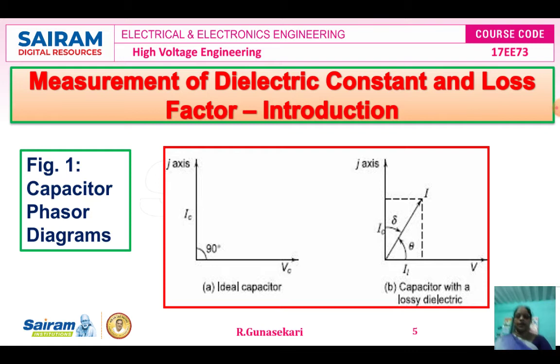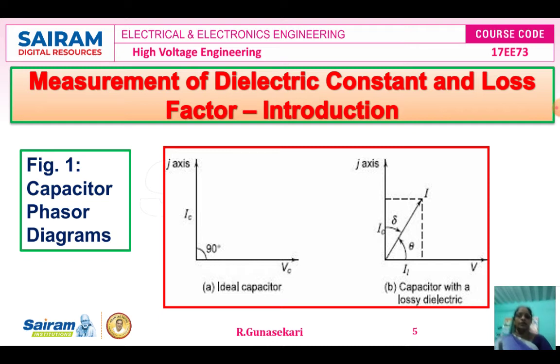Now you see the phasor diagram. This is the phasor diagram of the capacitor. Figure A represents the phasor diagram of an ideal capacitor. Figure B represents the phasor diagram of a capacitor with a lossy dielectric. VC is taken along the x-axis, and the charging current IC leads VC by an angle of 90 degrees because this is a capacitor. As per the theory, a property of the capacitor is that the current always leads the voltage.